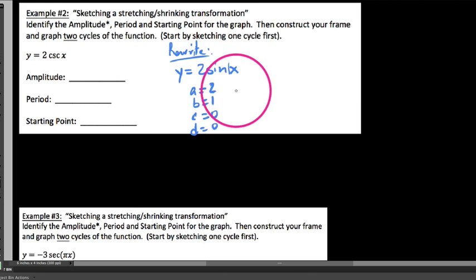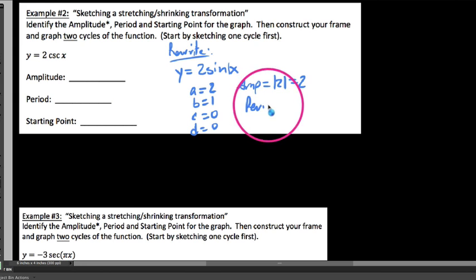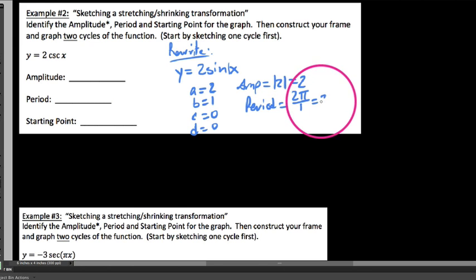It itself would have an amplitude. I'm going to write this over here. An amplitude of the absolute value of 2, and so we get 2. Its period here: remember the period of sine is 2 pi, so 2 pi over the b value, which in this case is 1. So we get a period of 2 pi. That will give us the length of our frame, and we have a height of our frame.